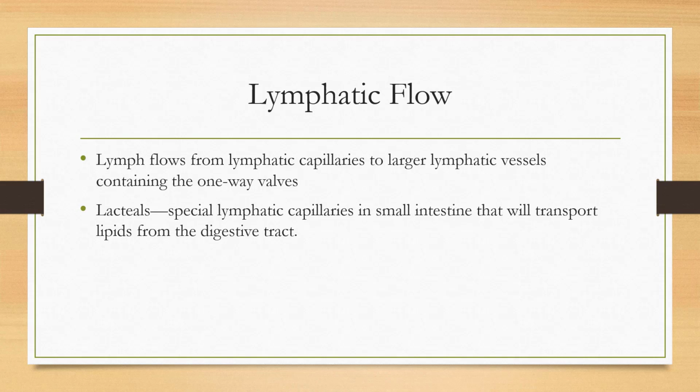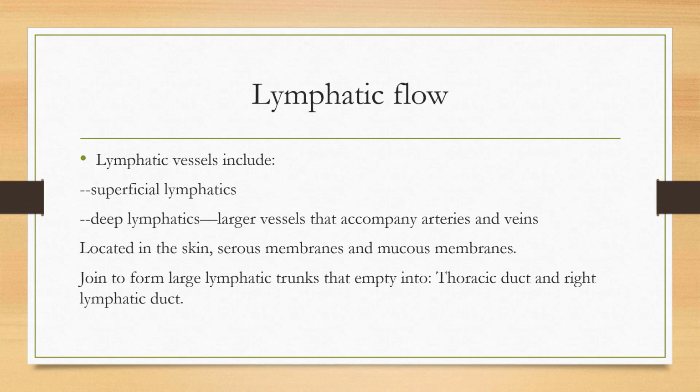Lymph flows from the lymphatic capillaries, which are the smallest, to larger lymphatic vessels that contain the one-way valves we just looked at. As we mentioned before, lacteals are found in the small intestine. Lymphatic vessels are going to include superficial lymphatics, and then we've got the deep lymphatics. So superficial lymphatics are located in the subcutaneous layer deep to the skin. Also found in areolar tissue of mucous membranes, like in the digestive, respiratory, urinary, and reproductive tracts.